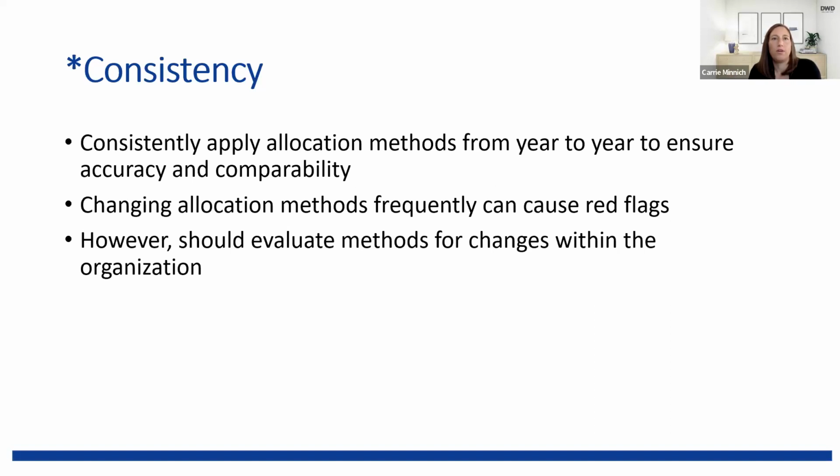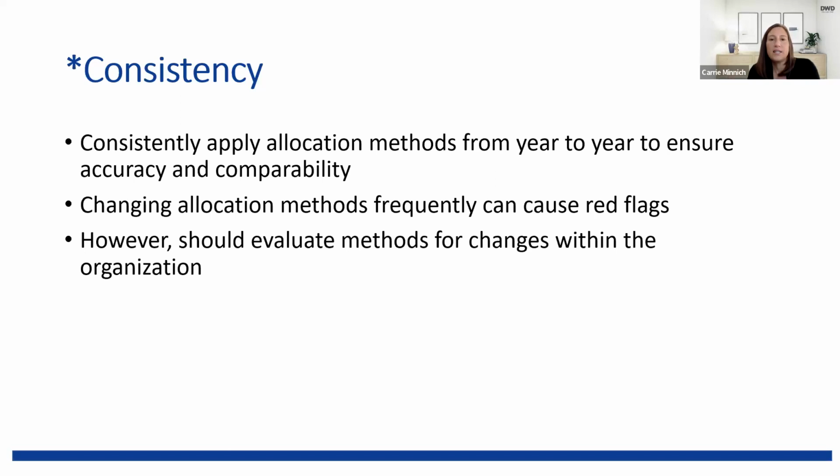So for example, if an organization buys a new building, adds a new program, or maybe you hire 10 new people, those are significant events that are really going to impact your expenses and probably how those indirect expenses are allocated. So when things like that happen, we really need to go back and evaluate our allocation methods. But other than that, we should really be consistent from year to year.